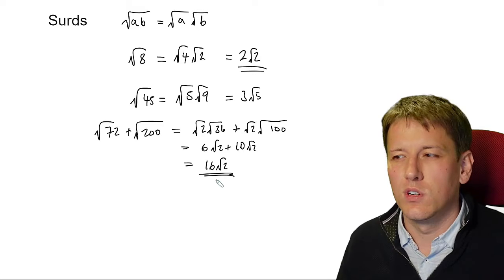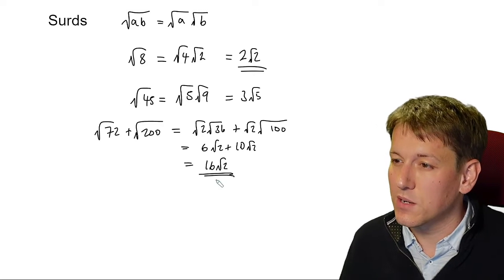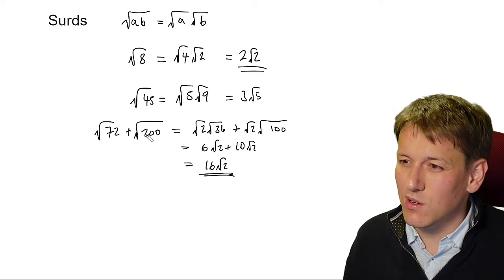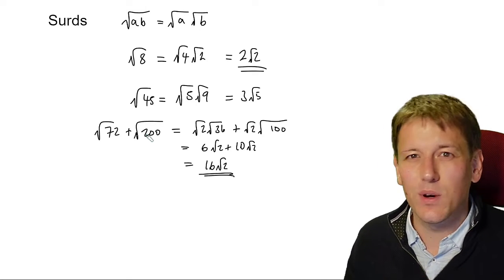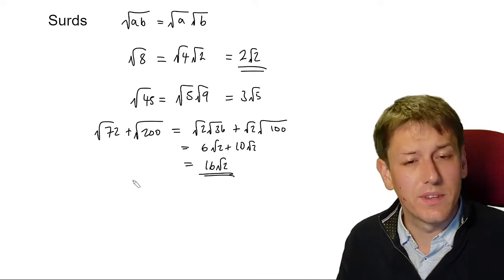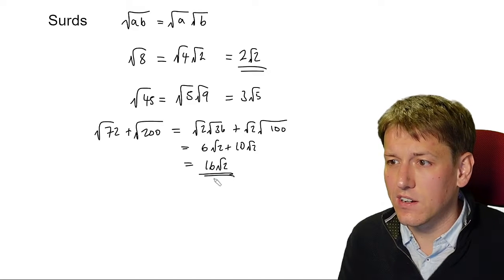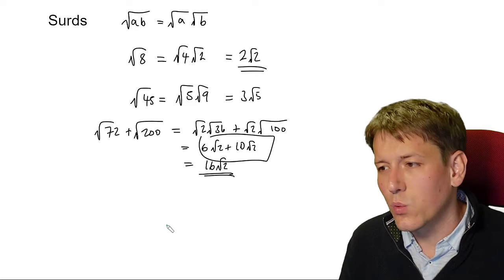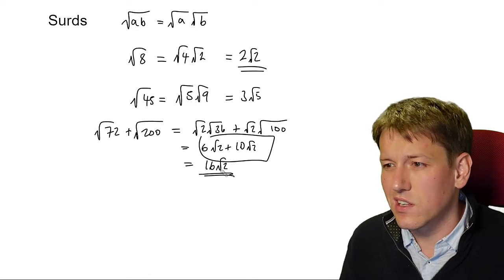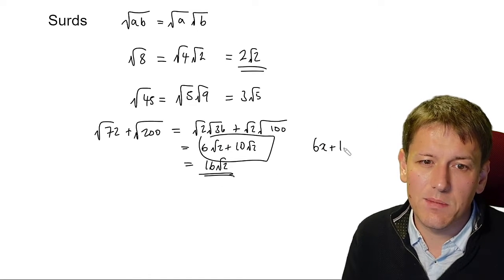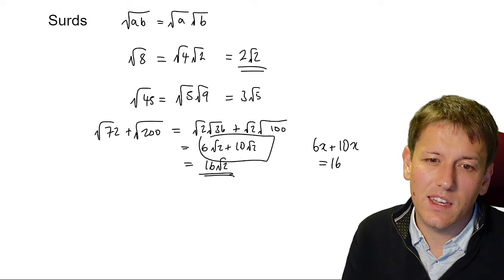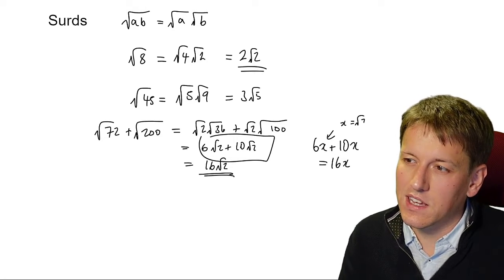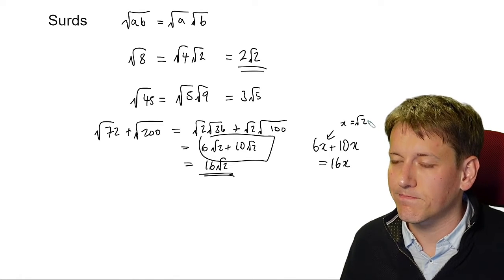There are going to be lots more like this to practice on in the examples, but these two numbers, root 72 and root 200, don't obviously look like they combine in a nice way, but in fact, once we've simplified them, they do combine in a very nice way, like this. The final step here, we do just like algebra, right? So if it's 6x plus 10x, I get 16x, and we're just using this result here where, in this case, x is equal to the square root of 2.